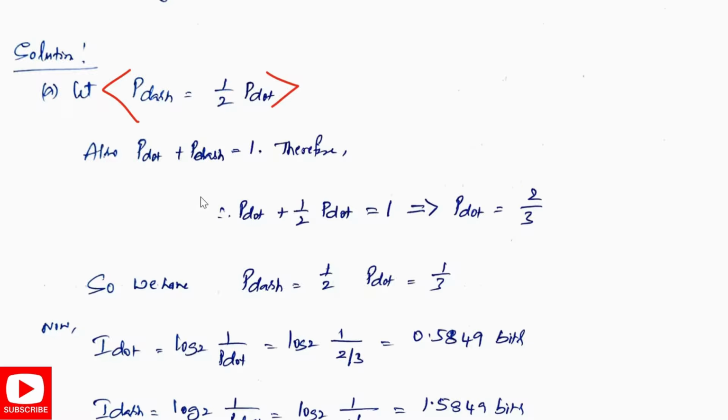The probability of the dot and the dash, adding both of them, we get it as 1.